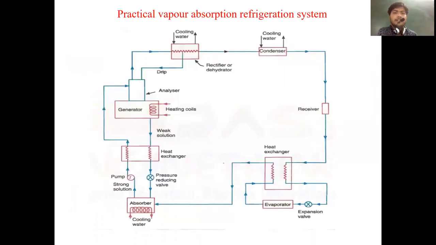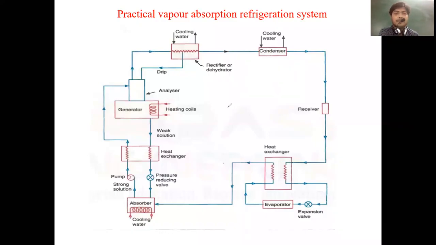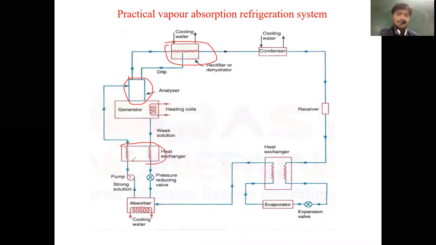This figure is a practical vapor absorption refrigeration system. These are the changes from the theoretical vapor absorption refrigeration system. Here we use an analyzer, a rectifier, and two heat exchangers. This is the difference from the theoretical vapor absorption system. So let us discuss one by one.